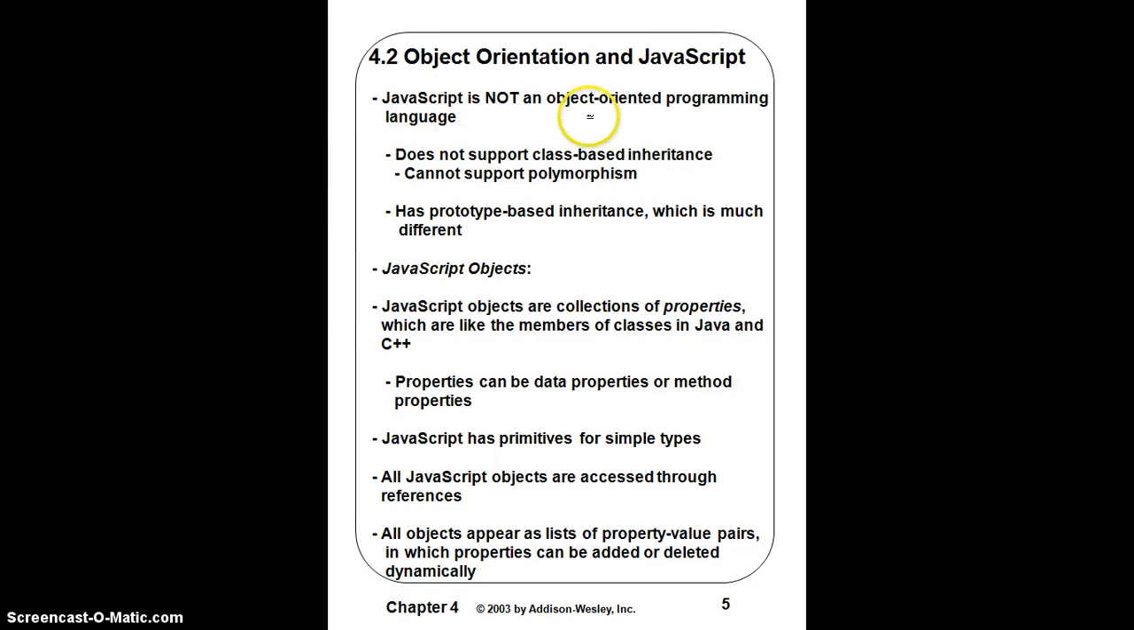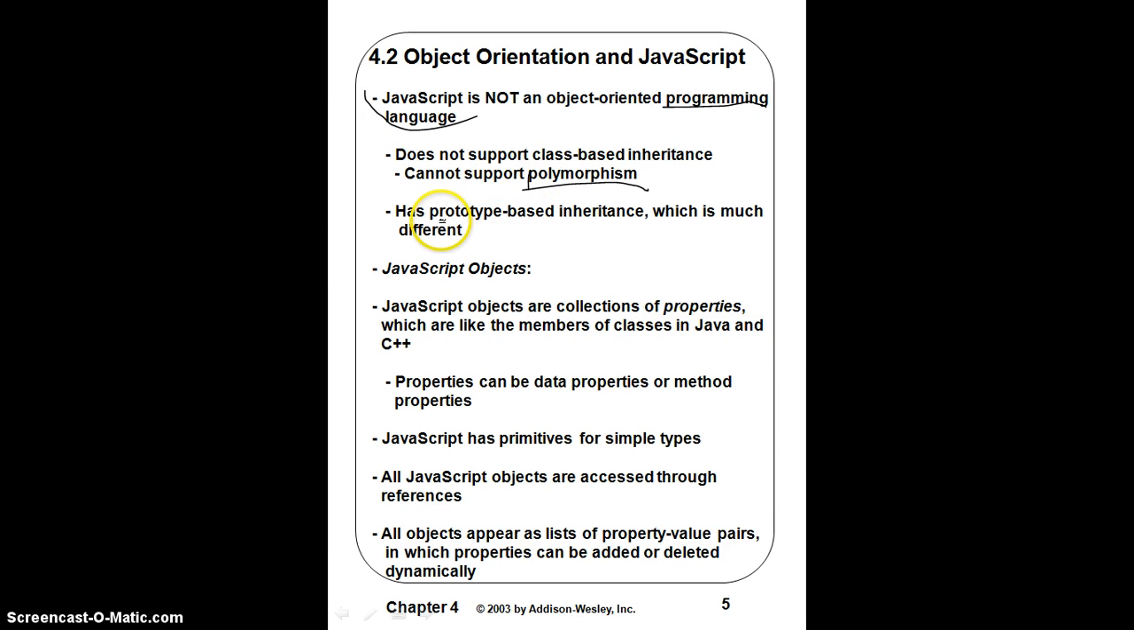Object orientation and JavaScript. As I already mentioned, JavaScript is not an object-oriented programming language, because it is called an object-based scripting language. There is a lot of difference between programming language and scripting language, and there is no class-based inheritance, polymorphism, or abstraction in JavaScript. These are the features of object-oriented programming languages, but JavaScript is not called one.